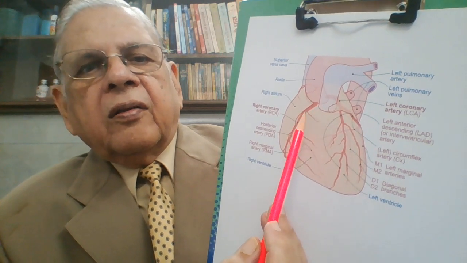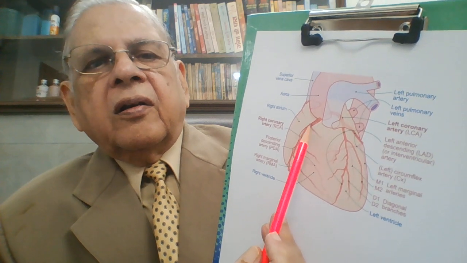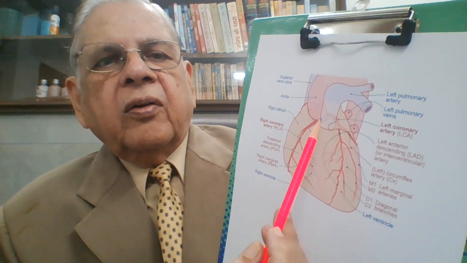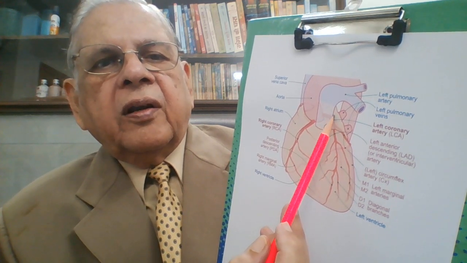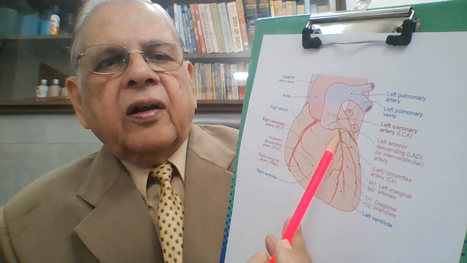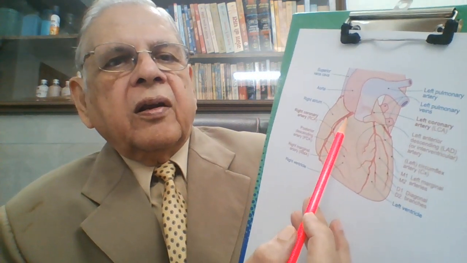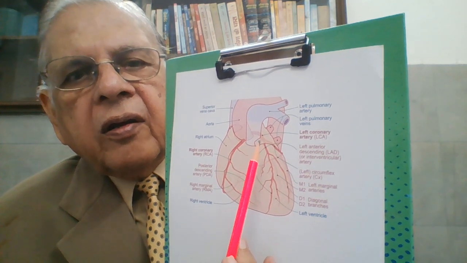and from this artery, this is going like this. This is called the right coronary artery, and from the other side of the aorta, which is behind this artery, this is the pulmonary artery. Behind the pulmonary artery arises the other artery, which is called the left coronary artery. See here I have shown.